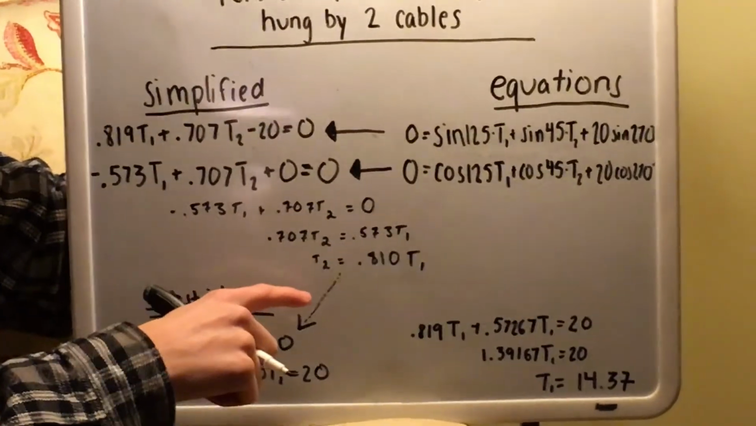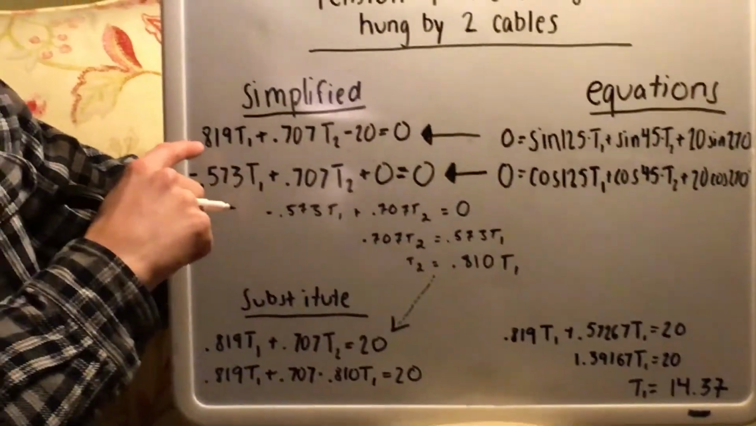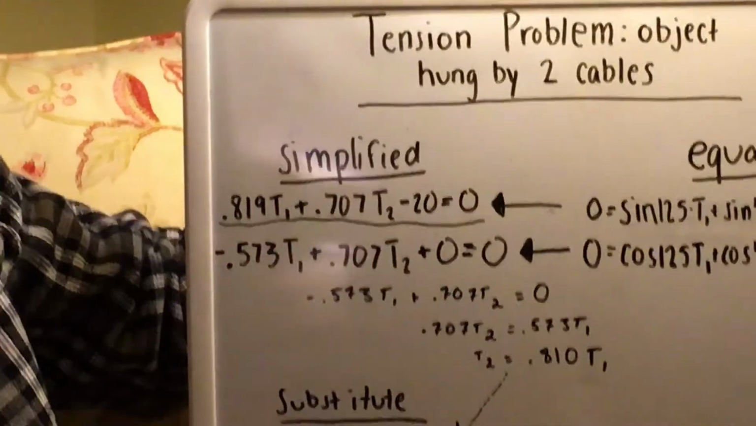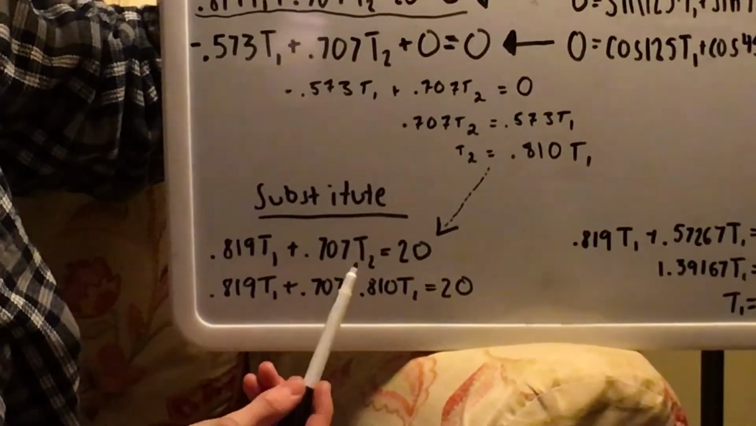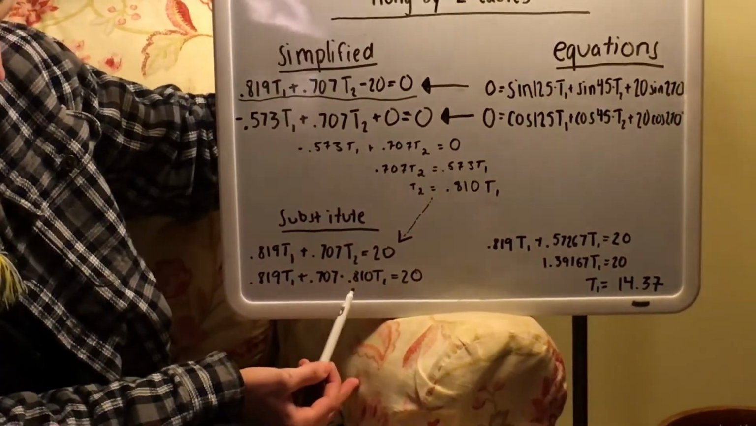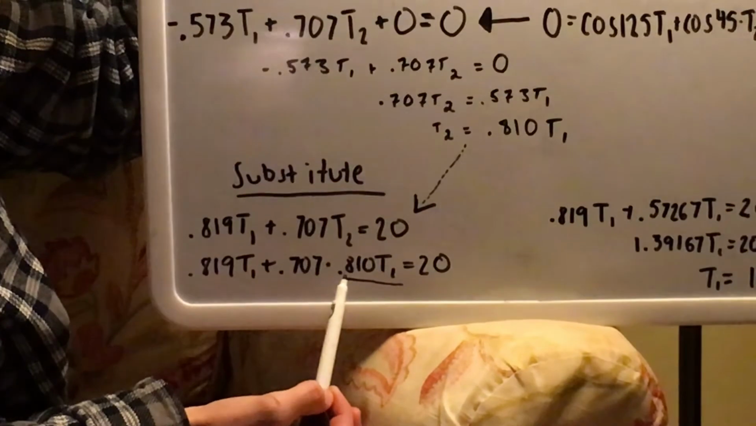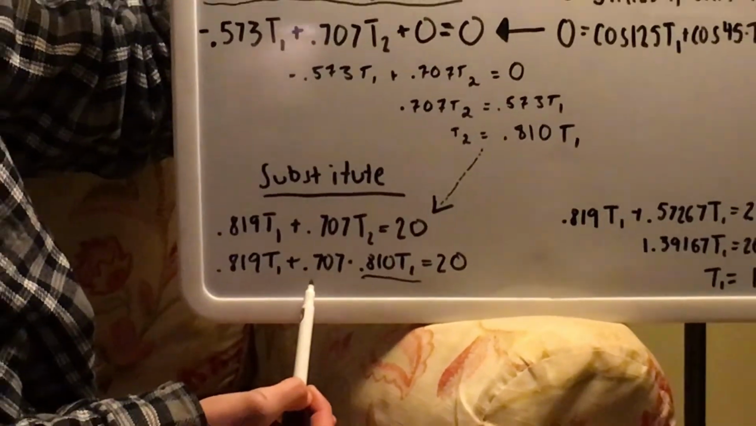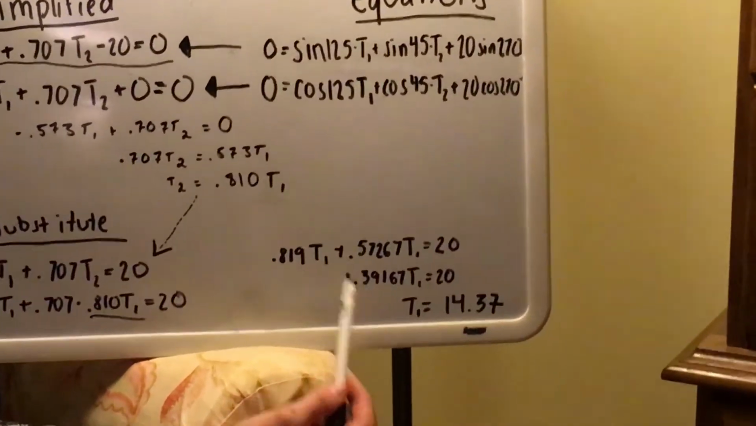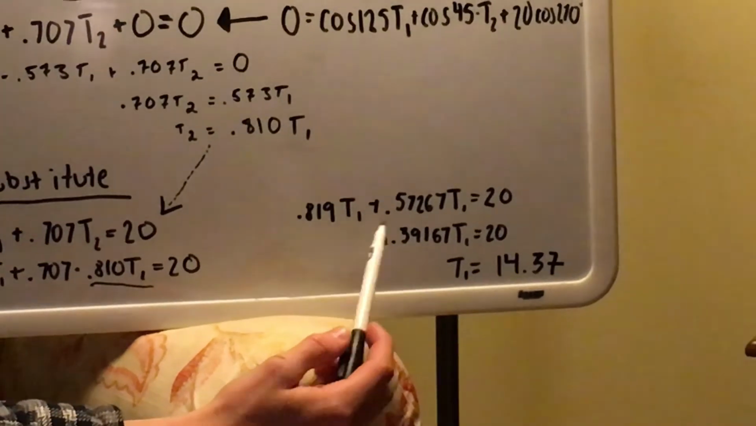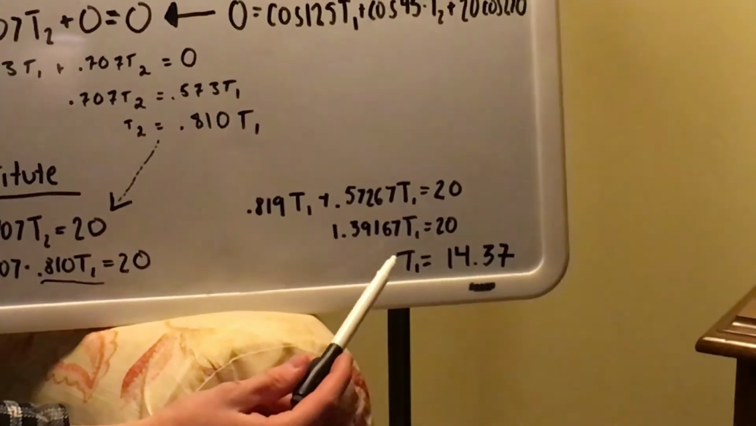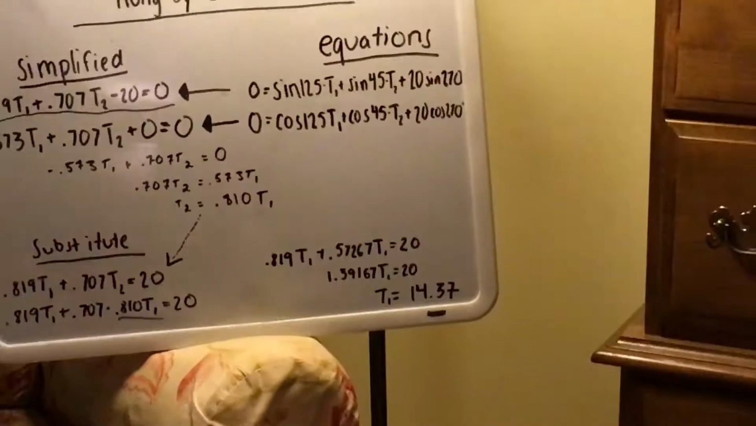So now that we found that T2 equals 0.810 T1, we're going to substitute it into our first equation up here, which is this one. Down here, I added 20 to both sides, and where T2 is, since we found what T2 is equal to, we're going to substitute it in. So right here, I substituted 0.810 T1 for T2. Now you multiply 0.707 by 0.810, and over here you get 0.57267. Then you simply add 0.819 T1 to that, which is 1.39167 T1, and divide it by 20 to get 14.37.